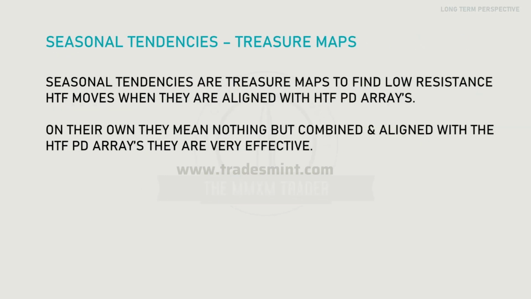Seasonal tendencies. Seasonal tendencies are treasure maps to finding low resistance, higher time frame moves when they are aligned with higher time frame PD arrays. So on their own, they don't really mean much, but if you combine it and align it with higher time frame PD arrays, they are very effective.